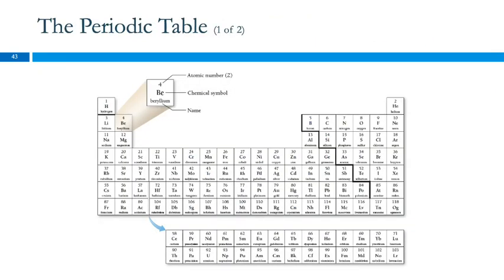So on the periodic table, what we see is for every element we have the chemical symbol, and then above it is an integer. That is the atomic number. So on the periodic table, you can look up any element and it'll tell you how many protons are in the nucleus of an atom of that element.